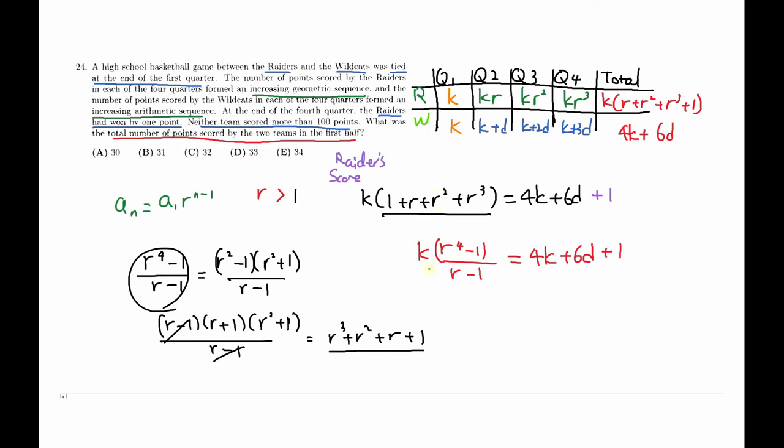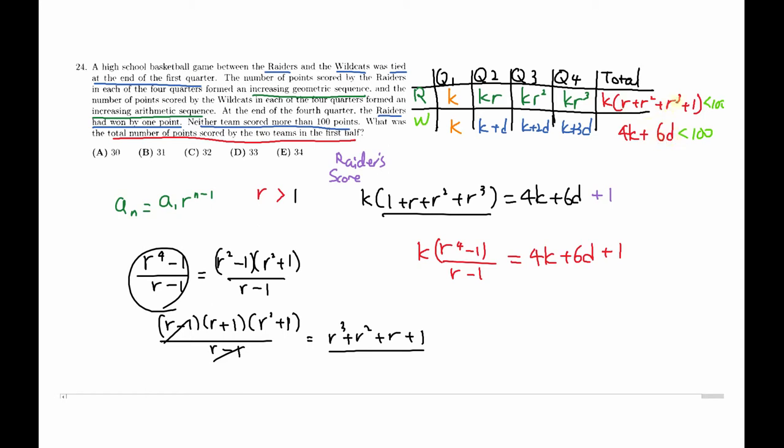Coming here, now they give us a very nice hint: neither team scored more than 100 points. So let's write that parameter. In other words, neither team got over 100 points. Now this really narrows our range of possible k's, r's and d's.